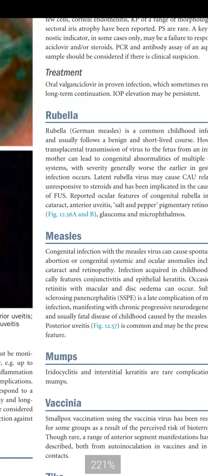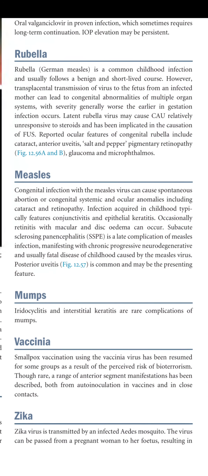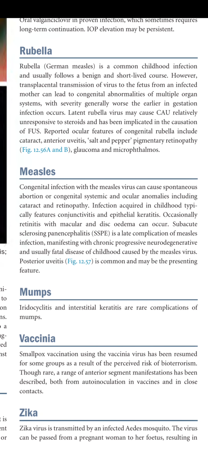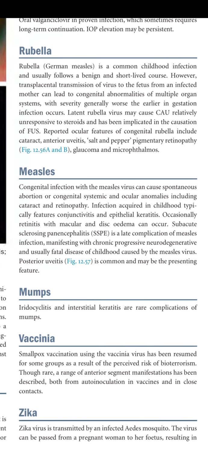Next is the measles. Congenital infection with the measles virus can cause spontaneous abortion or congenital systemic and ocular anomalies, including cataract and retinopathy. So, measles can cause cataract and retinopathy. Infection acquired in childhood typically features conjunctivitis and epithelial keratitis. Occasionally, retinitis with macular and disc edema can occur.